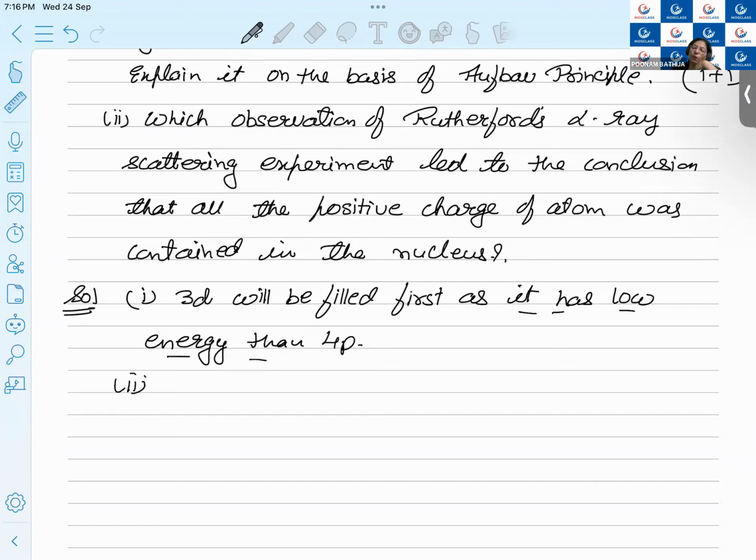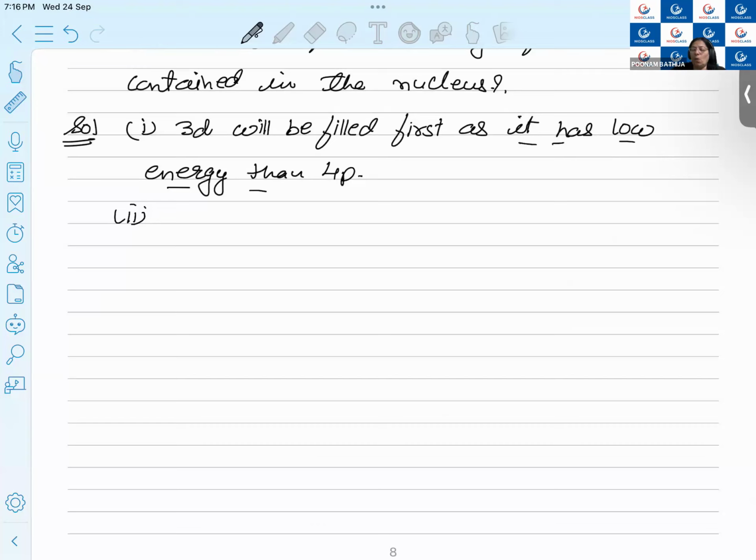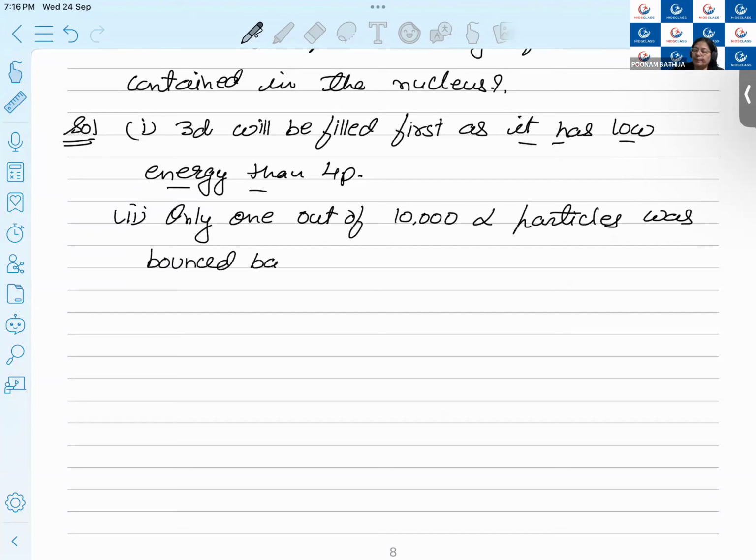Which observation of the Rutherford alpha scattering experiment led to the conclusion that all the positive charge of atom was contained in the nucleus? Only one out of 10,000 alpha particles was bounced back. This was the observation which gave the conclusion that the whole mass of the atom is concentrated in a nucleus.